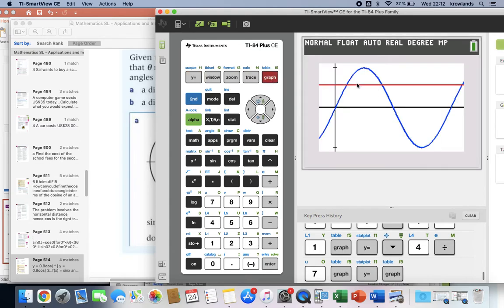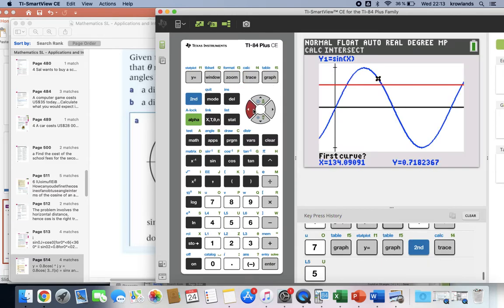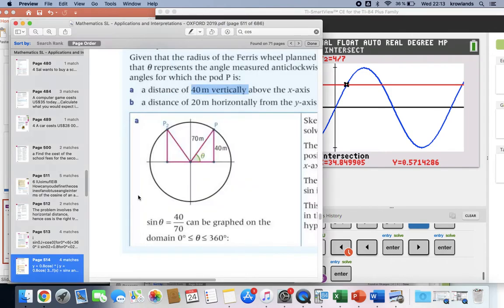So once we put graph, we can see that they intersect at 2 points in the period of 360. So what you need to do is just see where they intersect. So you need to press second calc, number 5 for intersect, and we are going to select the first curve, enter, the second curve, enter, and then where they intersect, so the actual crossover approximately, enter. There we go. They intersect when the angle is 34 degrees, and this generates a height of 0.571428.